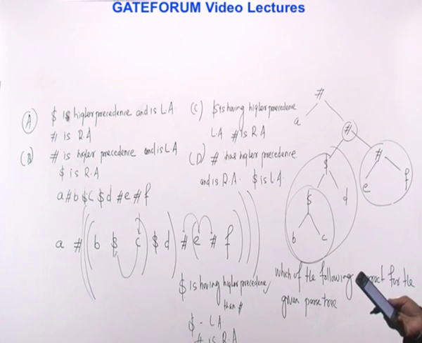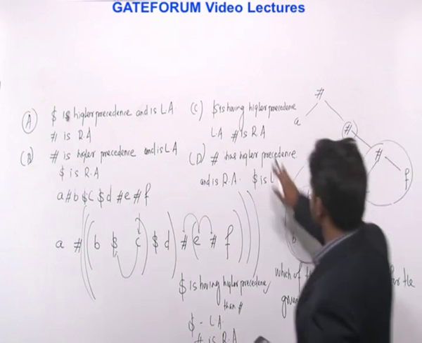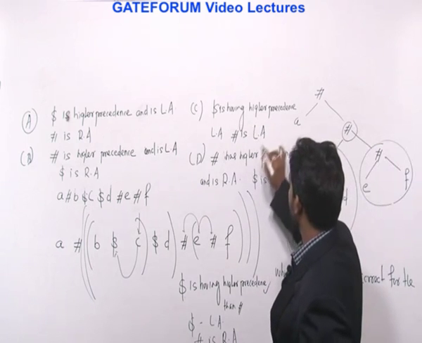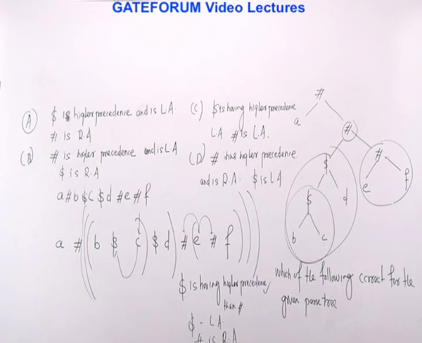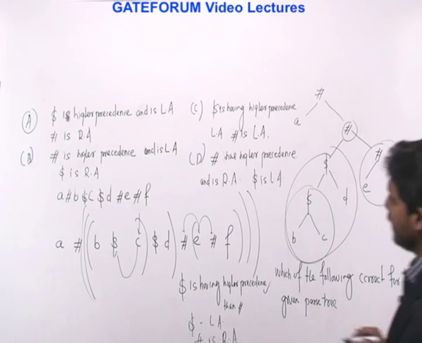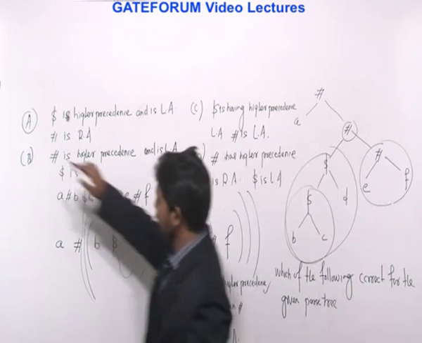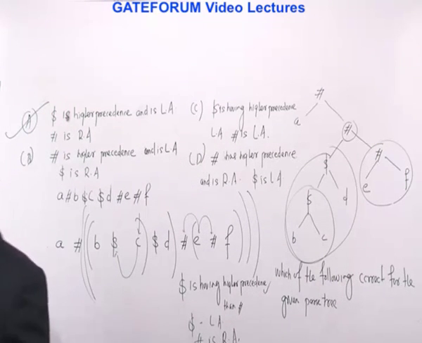Why the option dollar is having? Okay, this option is left associative. If it is the correct one, it is written incorrectly. So if it is the case, then dollar is having higher precedence and left associative, and hash is right associative. In this case your answer is A.